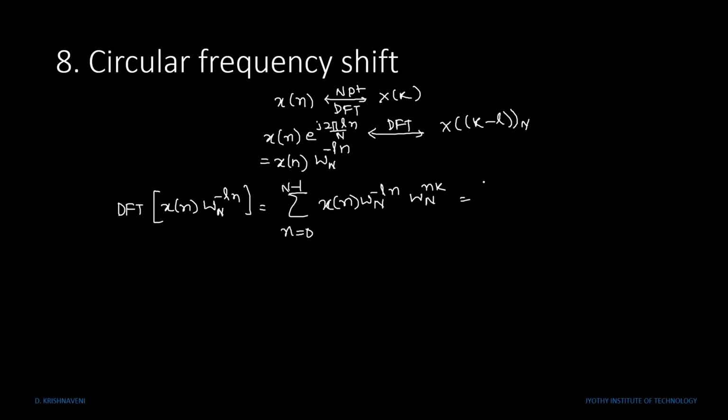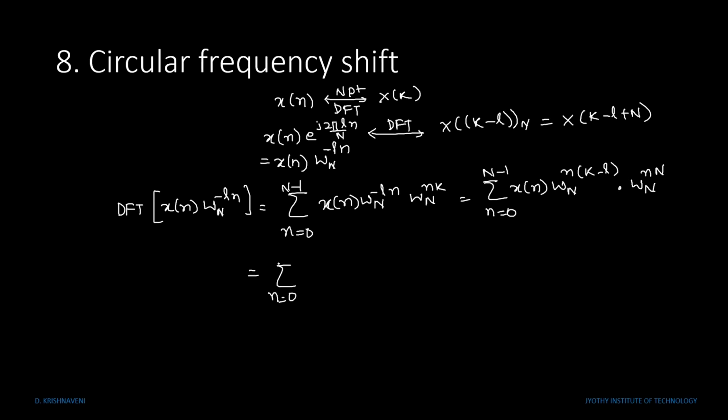So this we can write as summation n = 0 to N-1 of x(n) W_N to the power of, I'll take n common, (k minus l). See, this X of (k minus l) modulo N is nothing but X of (k minus l plus N). So here if I have to get plus N, I have to multiply this term with W_N to the power of nN. And the multiplication with W_N to the power of nN does not change anything, because W_N to the power of nN is equal to 1. So this is equal to summation n = 0 to N-1 of x(n) W_N to the power of n times (k minus l plus N).